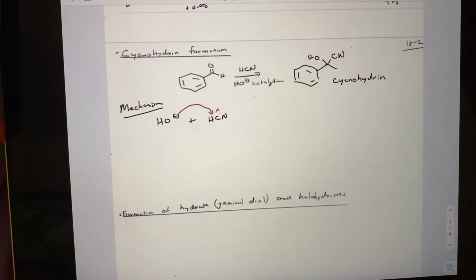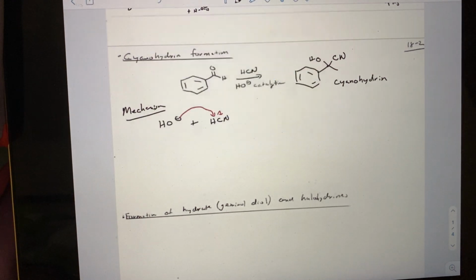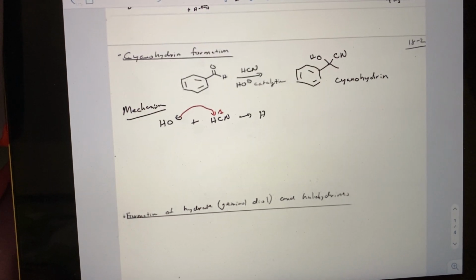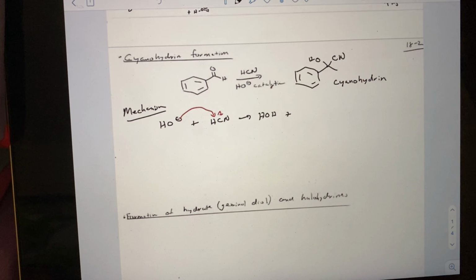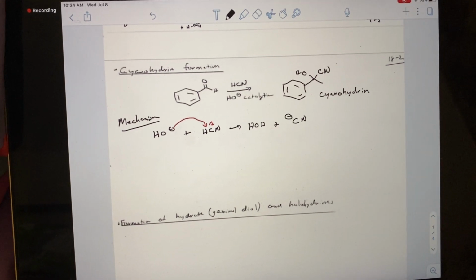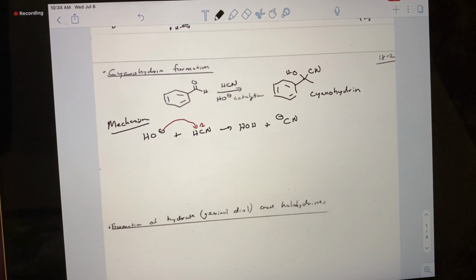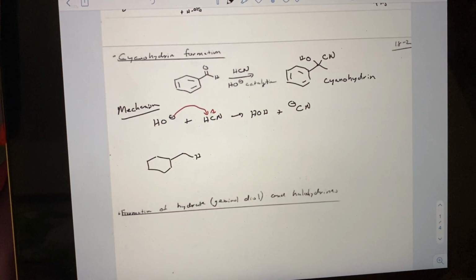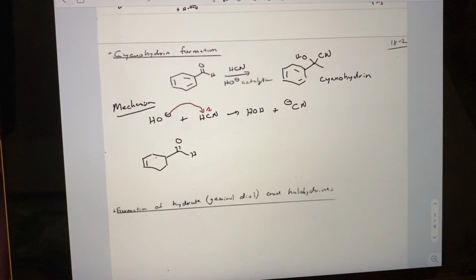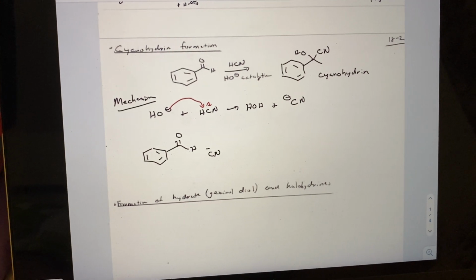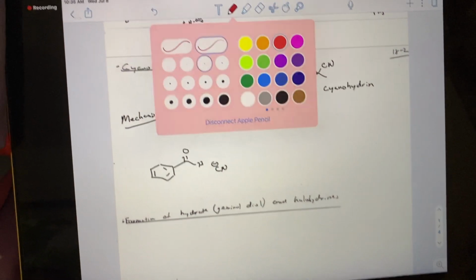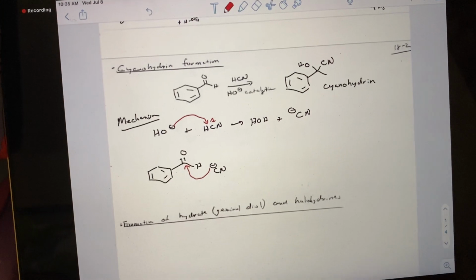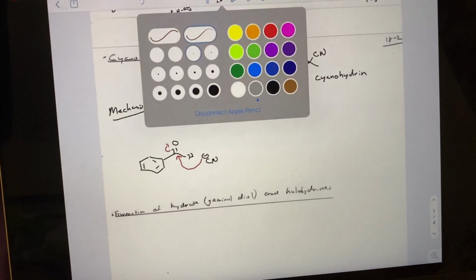It's going to take this proton off to form water plus CN minus. Now it looks like we have a good nucleophile. So let's rewrite down here our aldehyde, our cyanide ion. So it would attack the carbonyl group. Electrons move up onto the oxygen.